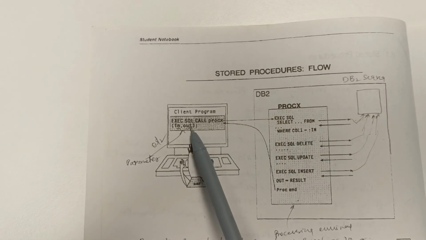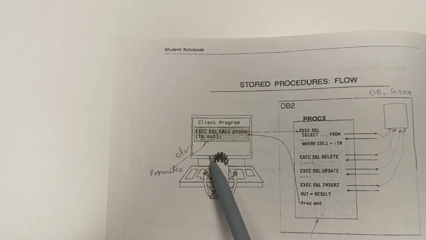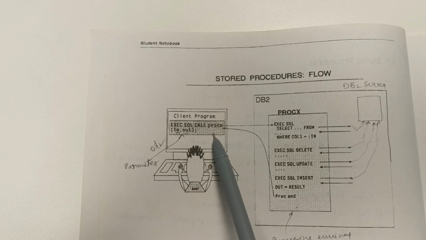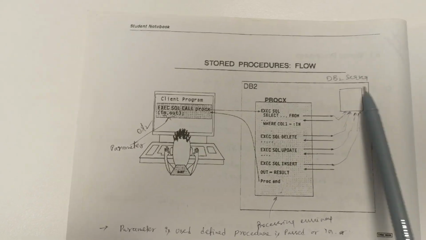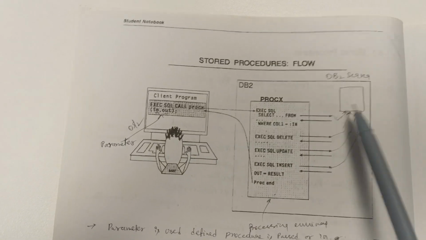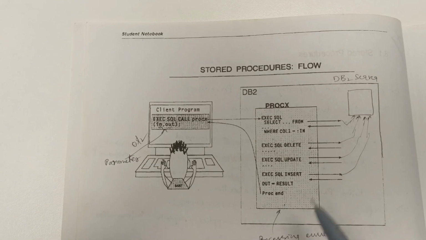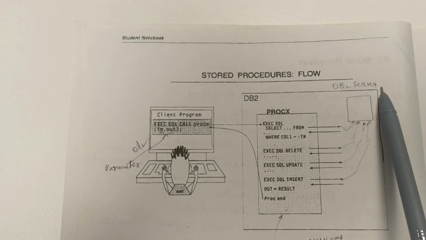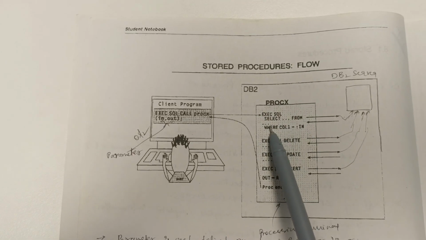The client program means whenever the user runs it, it calls the stored procedure, but the stored procedure runs on the DB2 server side. It is not running on the application program side, it is running on the server side. That is the advantage of the stored procedure. And this is the stored procedure name.